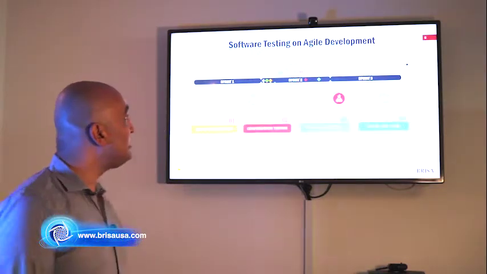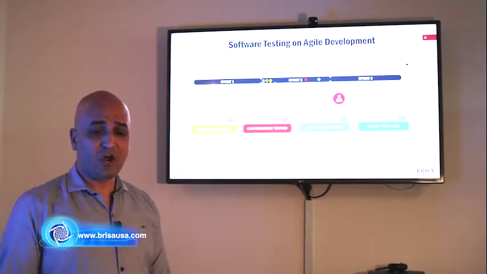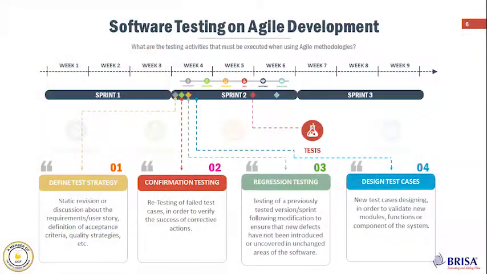But when we are talking about software testing in agile development, there are other software testing activities that can be implemented during the sprint. We start when we are discussing the sprint backlog. We have to discuss and define the test strategy. We have to discuss the requirements, the user story. We have to set the quality strategies to validate all of these new user stories.